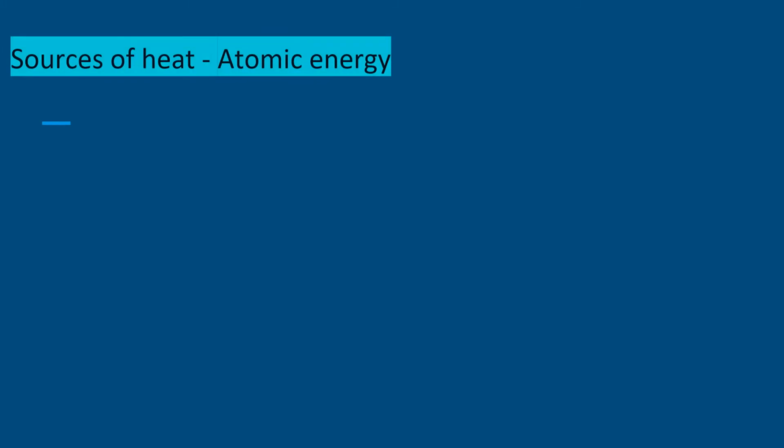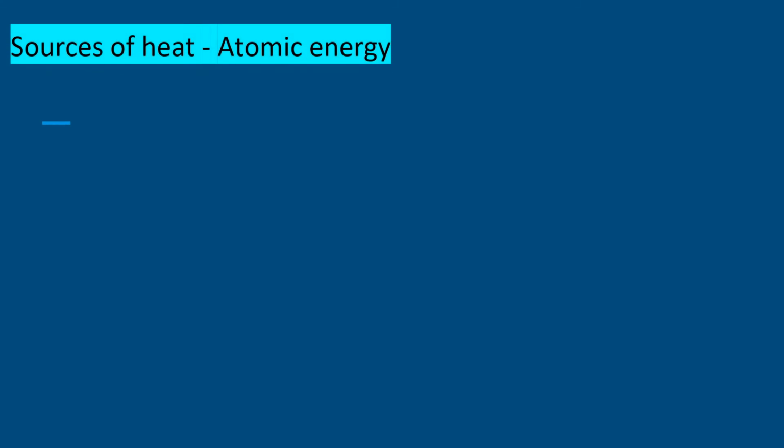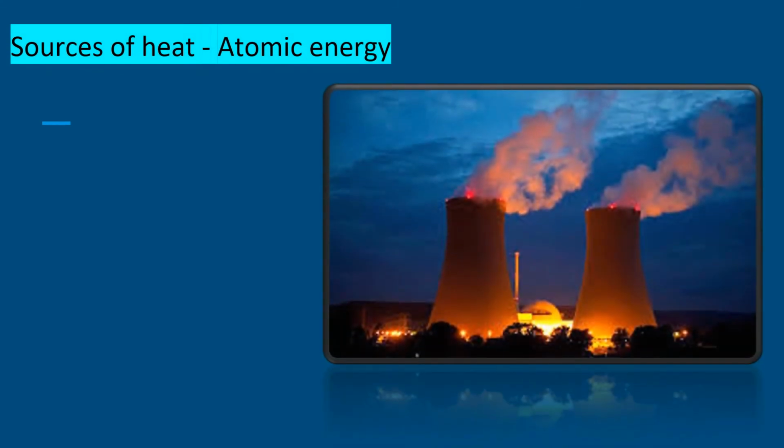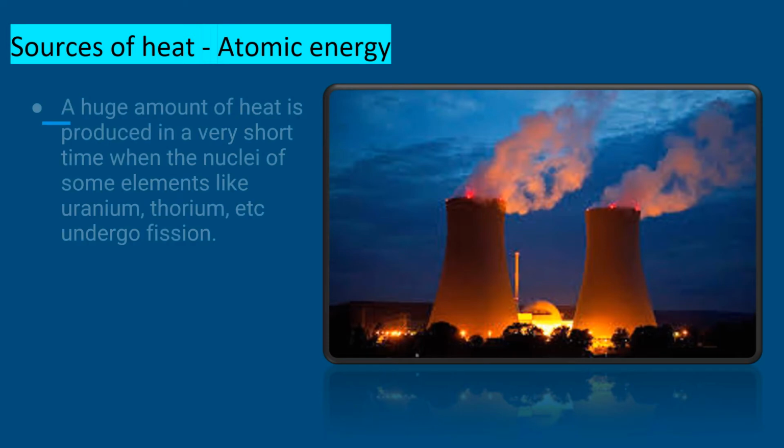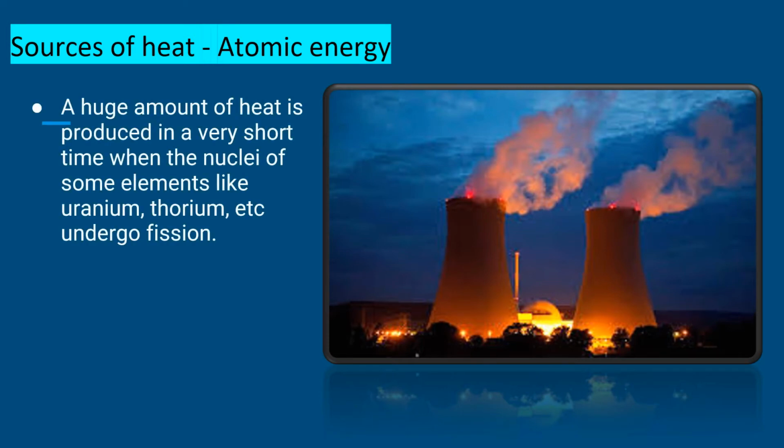We get heat energy from atomic energy as well. We know that a huge amount of heat is produced by nuclear fission, in which uranium and thorium atoms break, and it gives us heat energy. A large amount of heat is produced. This is used in atomic energy projects.